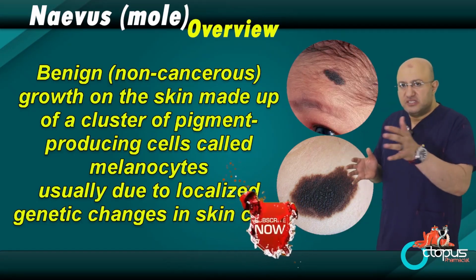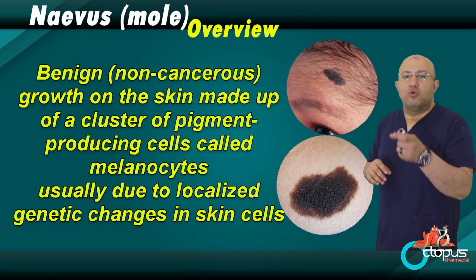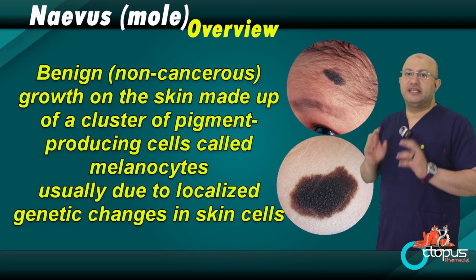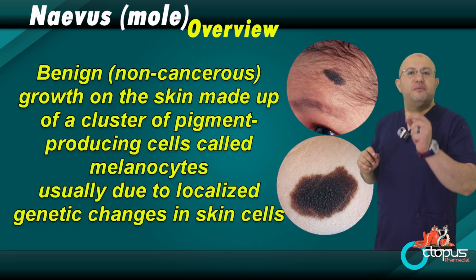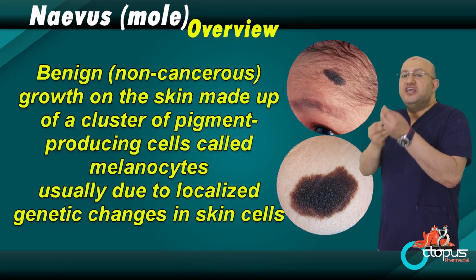What are the reasons that cause this genetic change and lead to the appearance of nevi? We have three main groups of causes. The first is hereditary, congenital. Some families are known to have a certain pattern or number of nevi that appear from birth or early childhood.